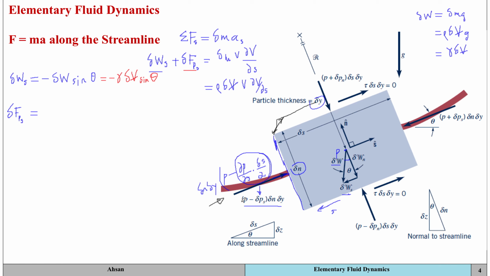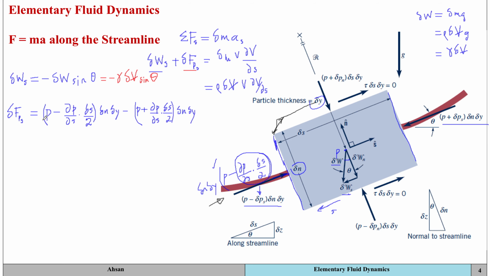So now I use this pressure force that is acting on this face and this pressure force which is acting on this face to substitute them into this equation over here for the pressure forces that are acting in the streamline direction. And because this is the one in the positive streamline direction, I'm going to write this first with the positive sign.